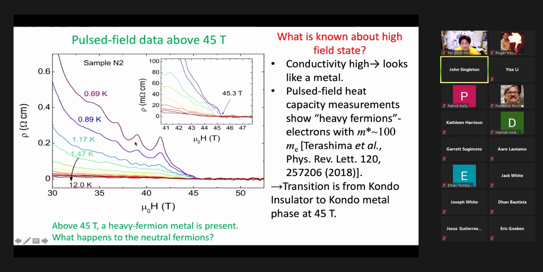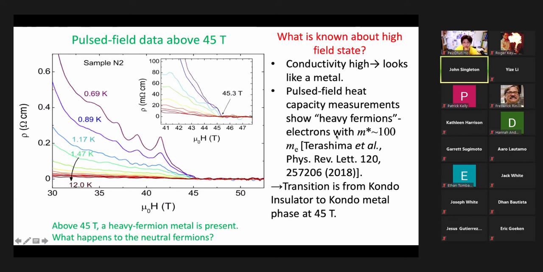If you remember, we have a band gap down here, which makes it an insulator. Then as we increase the magnetic field, the band gap finally closes, and we have this very, very low resistivity here. So what do we know about this state already? Well, we're not the only people doing measurements on this. Some people in Tokyo did pulsed field heat capacity measurements. And up here, it shows that there are so-called heavy fermions, electrons with an effective mass of 100 times the mass of a free electron.